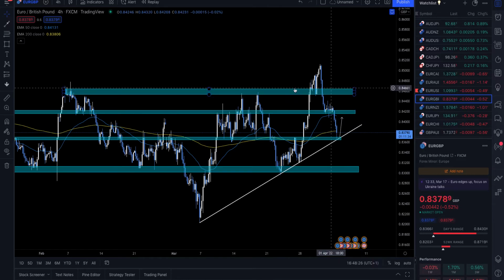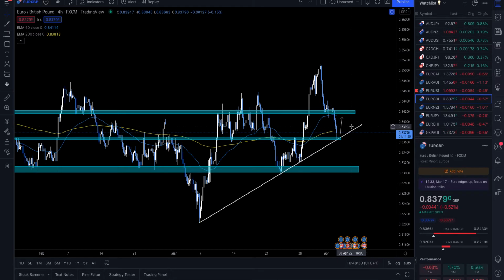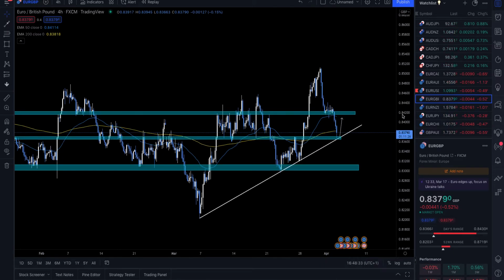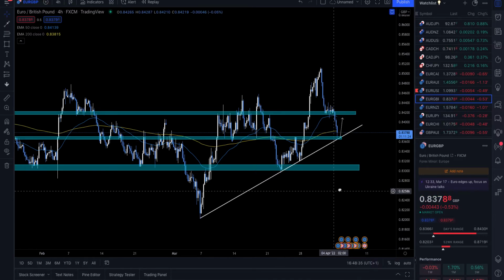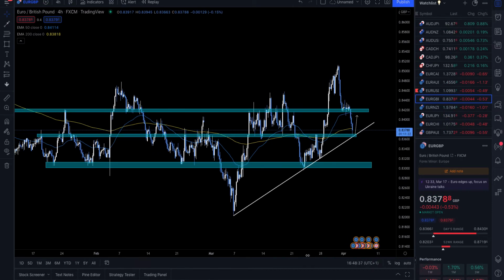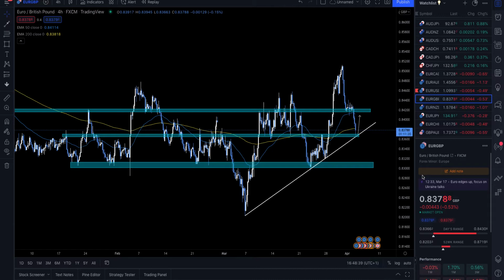Obviously this zone is a bit far away from current price, so you could keep it on your screen or you could just get rid of it. But these zones are more relevant currently. But yeah, that's how I break down my EURGBP chart. That's how I'd view price movement currently.